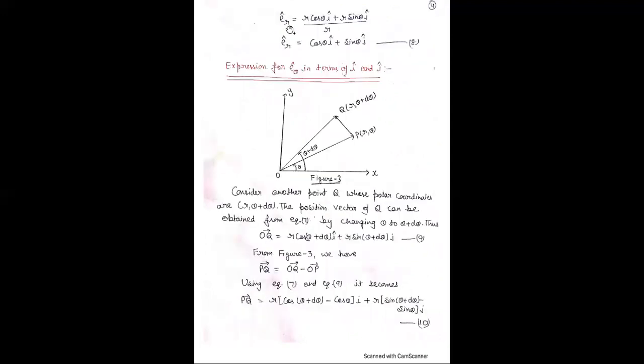Substitute this value of r in equation 4, where the e_r unit vector is equal to the r vector upon its modulus. Therefore, e_r = (r cos theta i + r sin theta j) upon r. Taking r common, the resultant radial unit vector is e_r = cos theta i + sin theta j. This is the value of the radial unit vector e_r in terms of i and j.